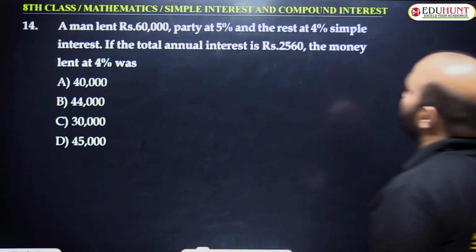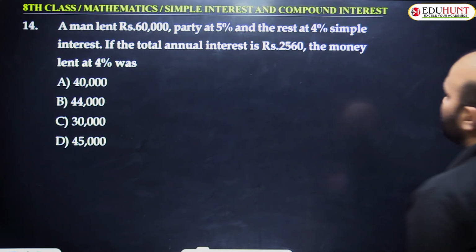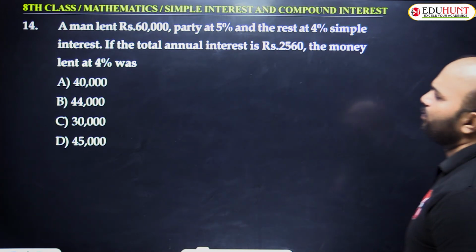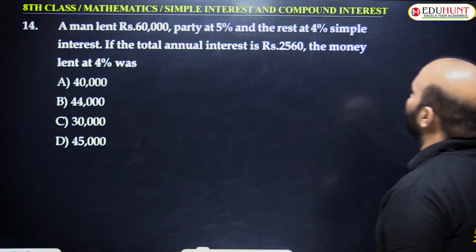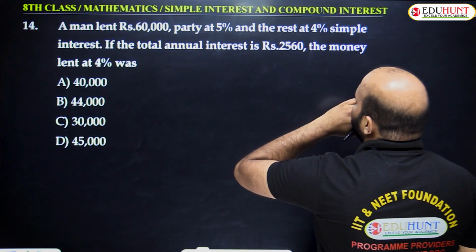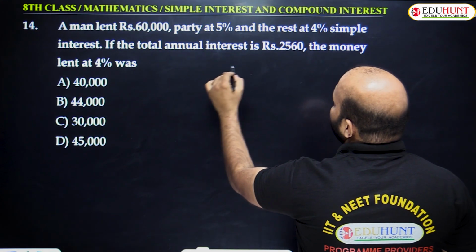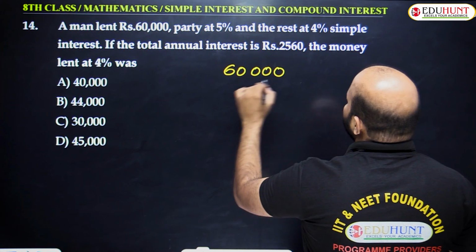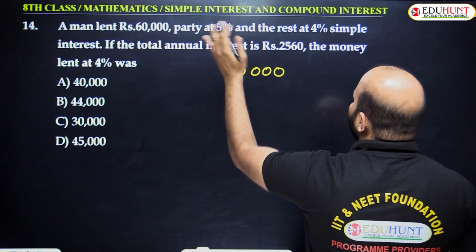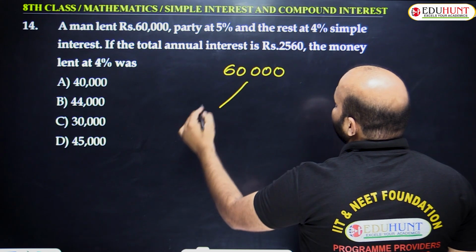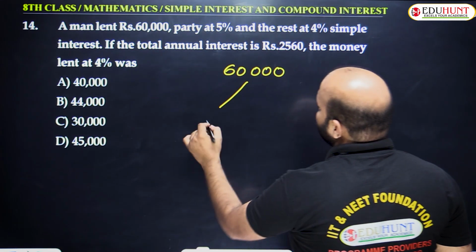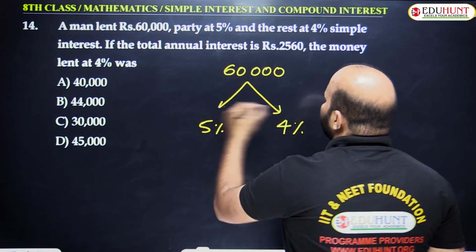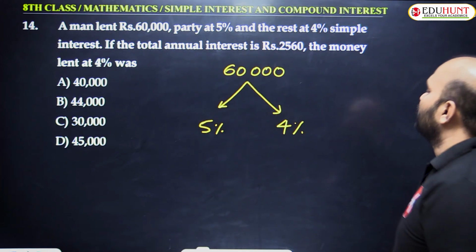A man lent 60,000 rupees partly at 5% and the rest at 4% simple interest. If the total annual interest is 2560, the money lent at 4% per annum is? So clearly we need to understand, by the logical method, the total principal given is 60,000. Partly means some of the money is at 5% simple interest, and the second part is the rest of the money, which is given at 4%.